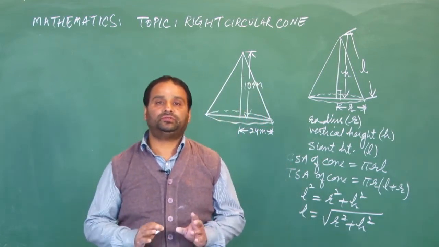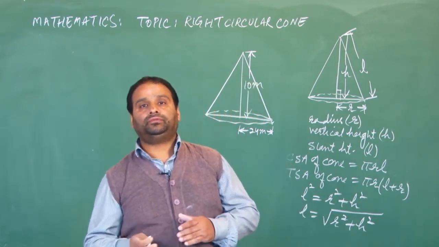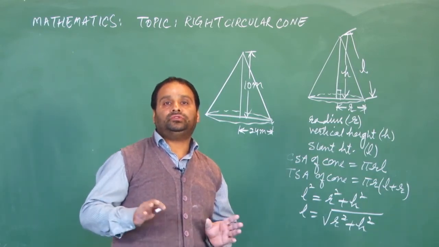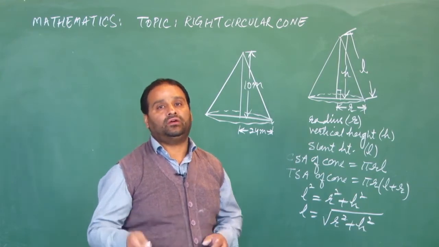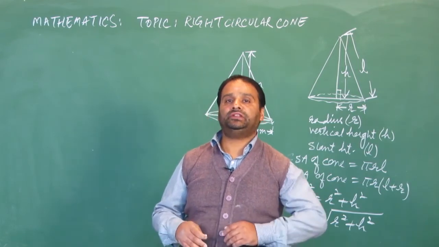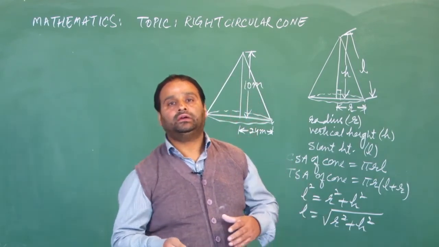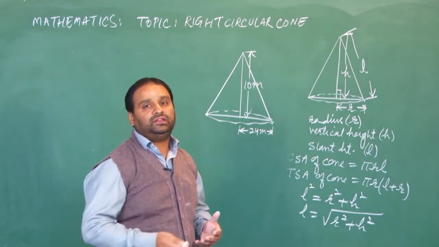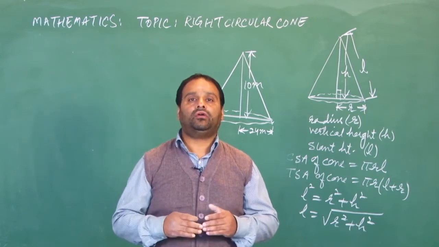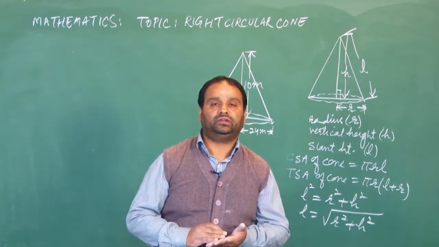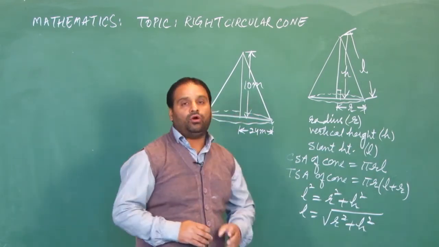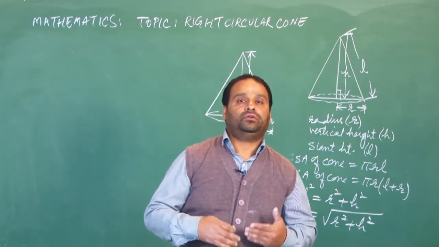One thing we must note is that whenever we are told to find the area of the canvas used for making the tent, we should not take its base into account. Every time you need to find the amount of material used for making a conical tent or anything of a conical shape, the area of the base is not to be taken into account. So whenever you are told to find the amount of material used, always find the curved surface area of the cone.